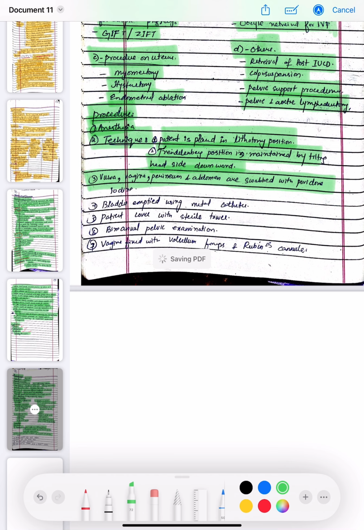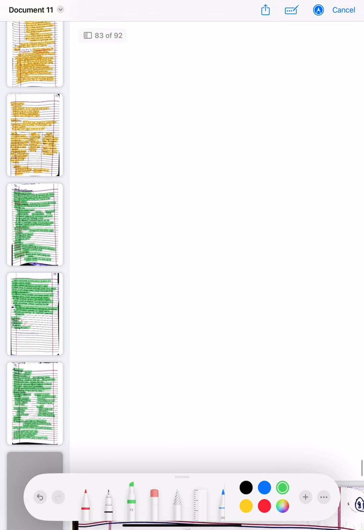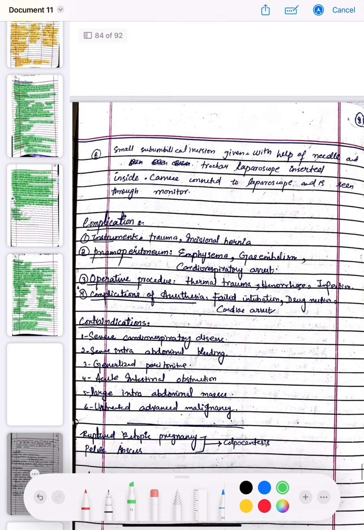This is the general procedure of the laparoscopy. Okay. Then a small subumbilical incision is given with the help of a needle, and the trocar and laparoscope are inserted inside, and the camera is connected to the laparoscope and is seen through the monitor.